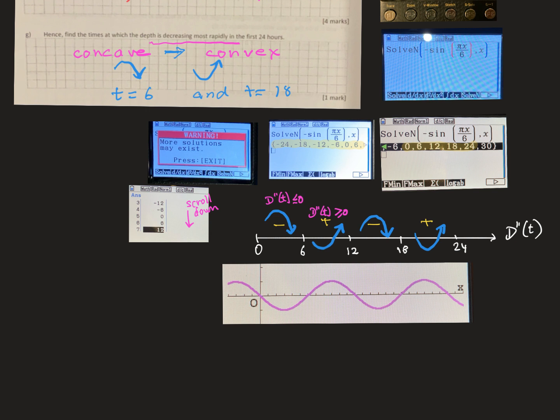Those are times in 24-hour clock. You may want to say that it happens at 6 a.m. and 6 p.m.